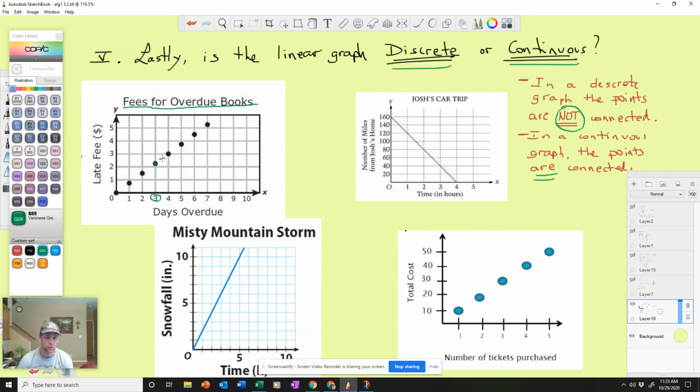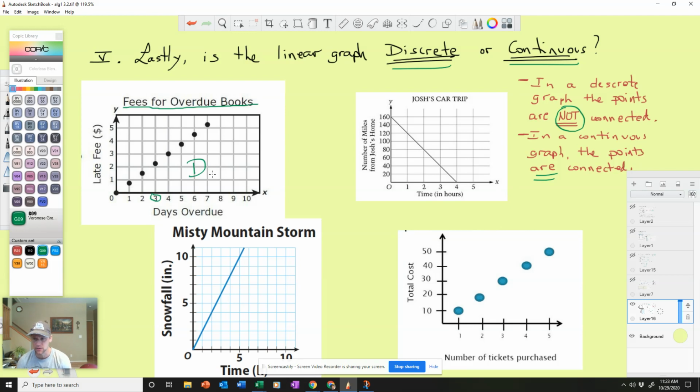And because there are no points in the middle, you are not going to connect, because when you connect, what you're really drawing is all the points in the middle. But there are no points in the middle for this one, so we would not connect those points. And this is what's called a discrete graph.